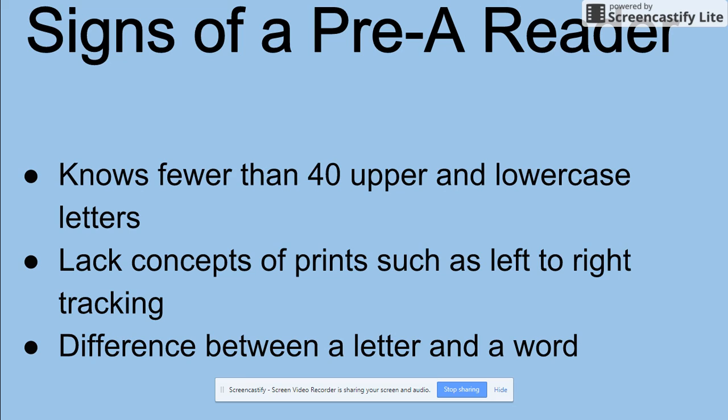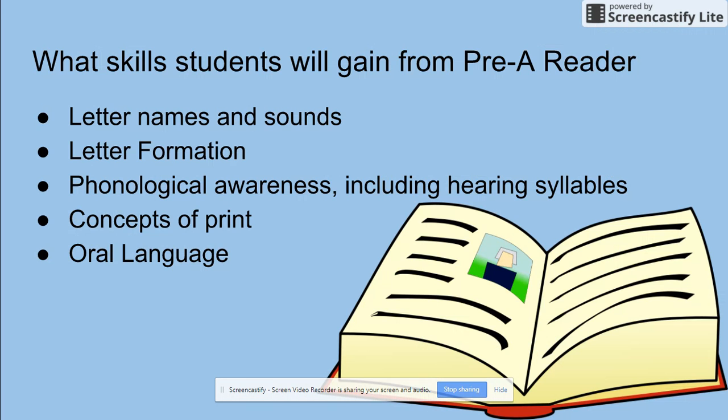So we're going to start off with some signs of a pre-A reader. They're going to know fewer than 40 upper or lowercase letters. They're going to lack concepts of print such as left to right tracking, so the students will not be able to follow from left to right. They might go more dyslexic and go from the right to the left. They may not know the difference between a letter and a word. So if they see the 2 letters as in bow or even 2, they might not recognize what that really is.